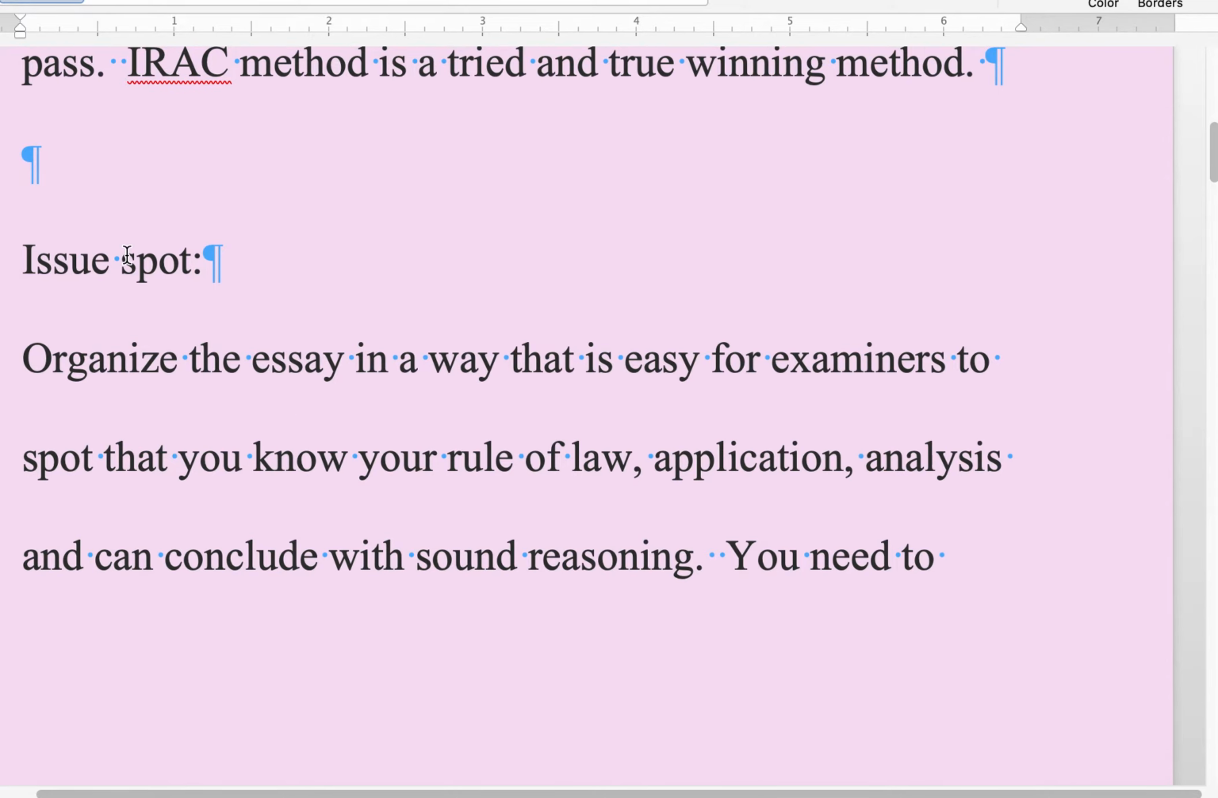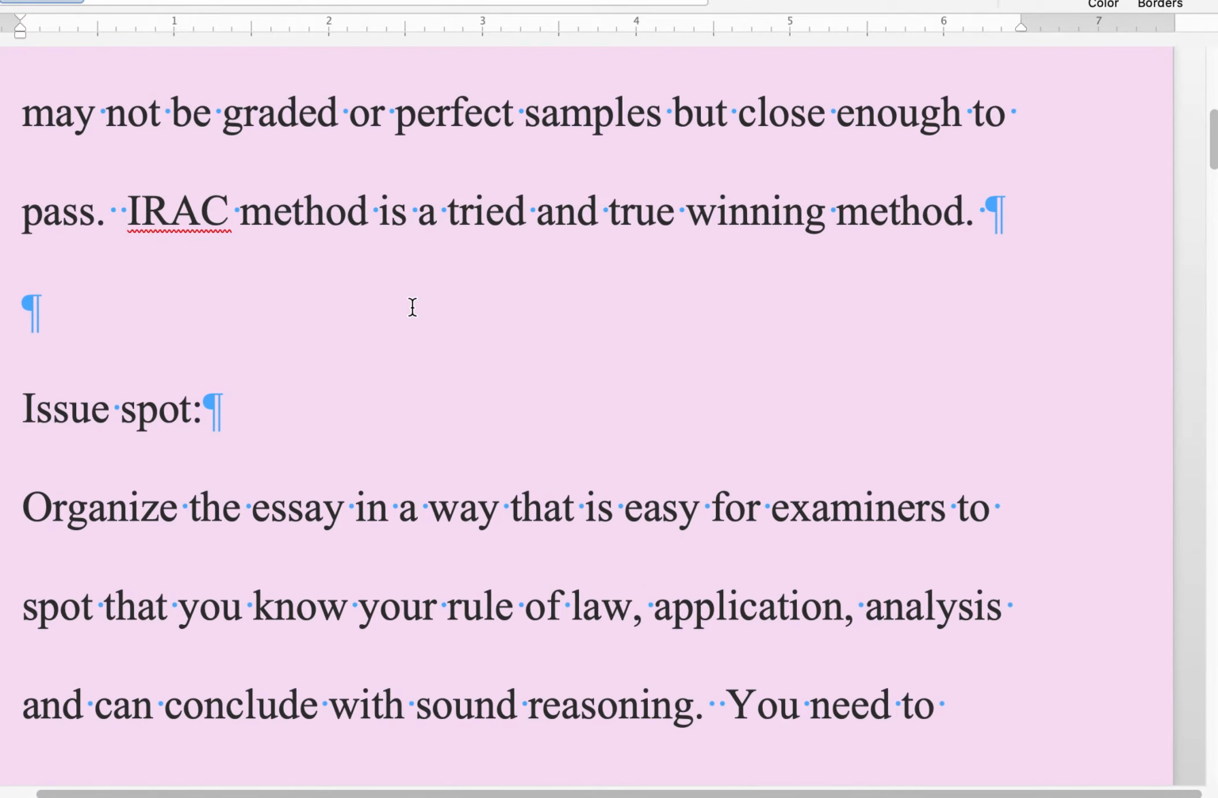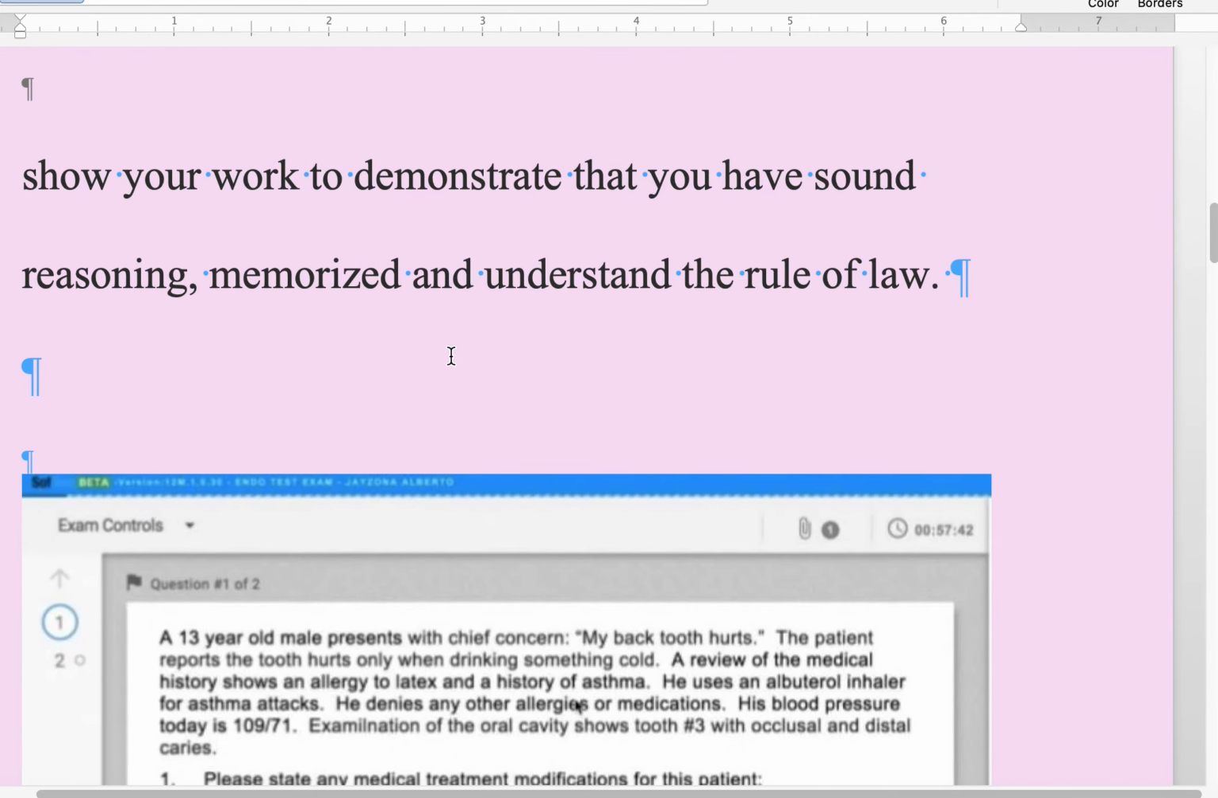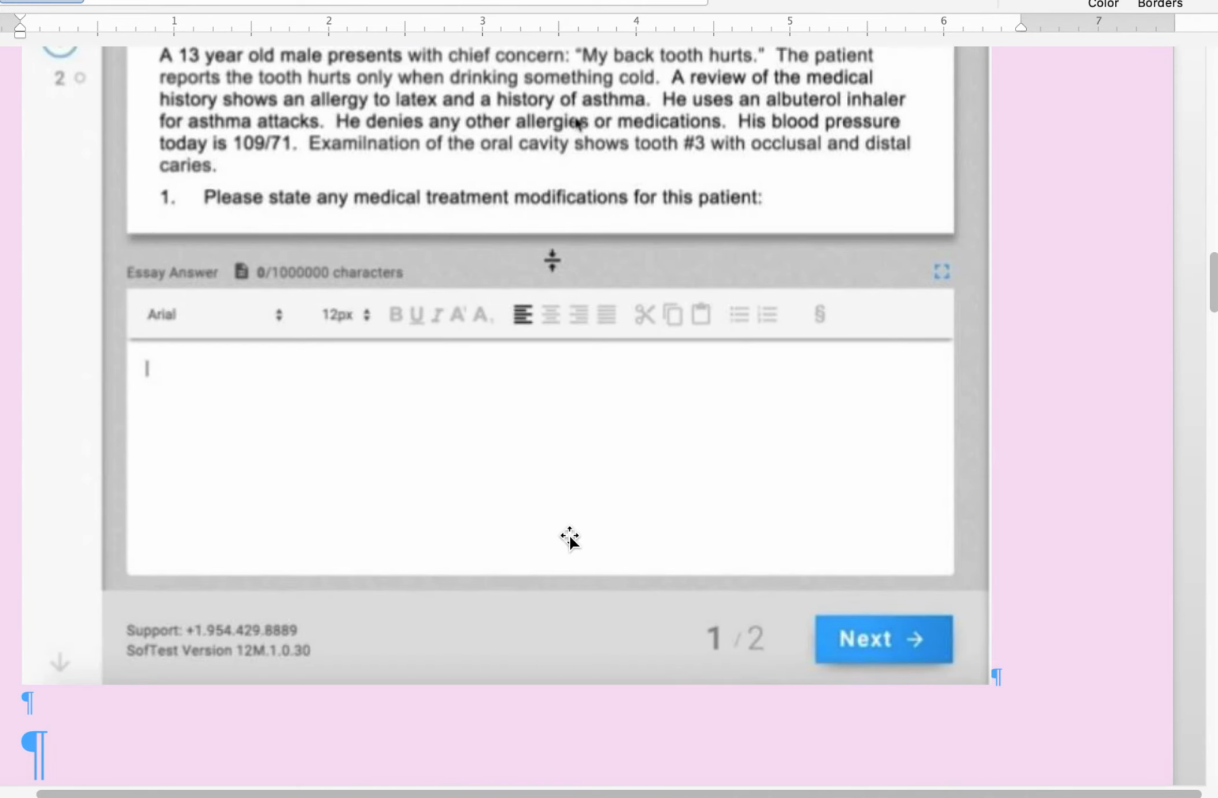And then issue spot, and remember, issue, rule, analysis, conclusion. Maybe you should write IRAC in there to remind yourself every paragraph, every issue has to tie in with the application and an analysis of the law and then a conclusion. So you have a complete tie-in of the fact pattern, show all your work, show the examiners you know the rule of law.